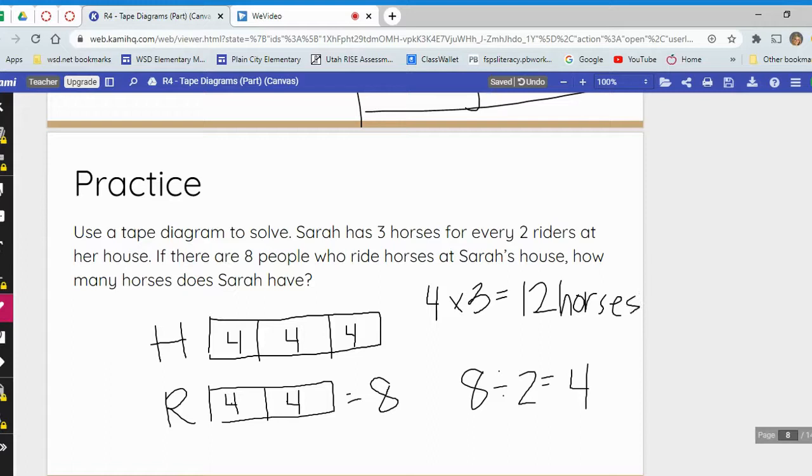Which, if we look at that ratio, right, 3 horses for every 2 riders, we would much rather have that than 2 horses for 3 riders, right? Because then someone wouldn't be able to ride. So that's a pretty good ratio to have.